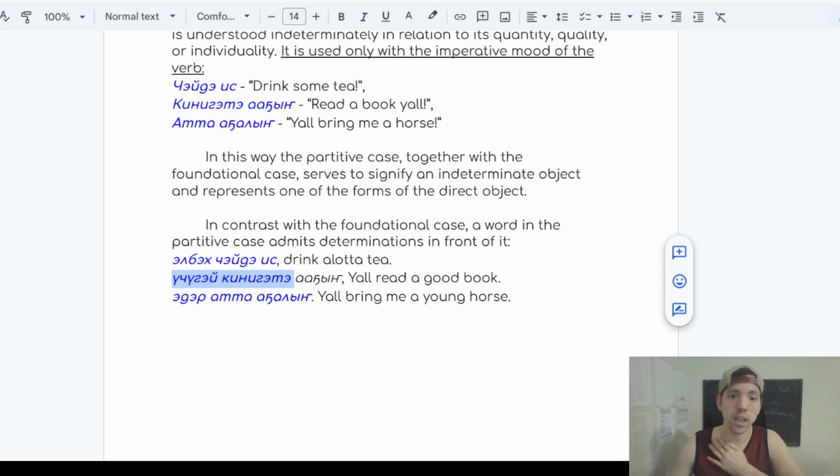Yuchige kirigete ağın. That's supposed to be blue right there. Blue, blue, blue. Okay. Y'all read a good book. Edir atta ağalın. Y'all bring me a young horse.